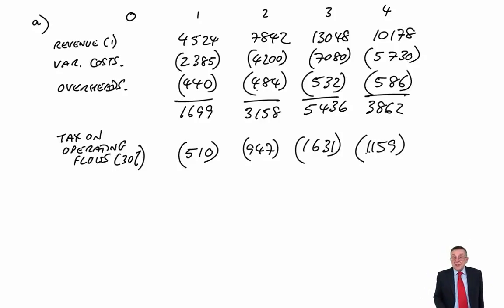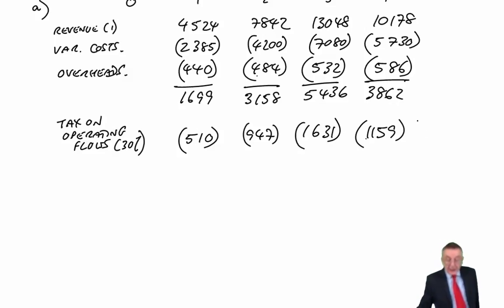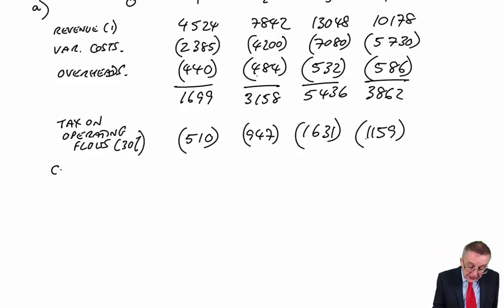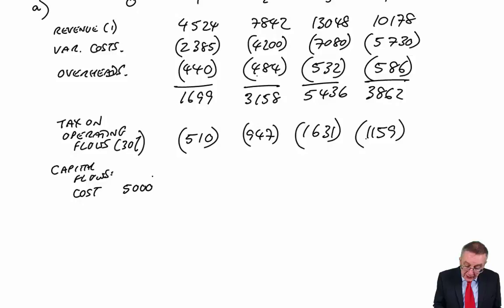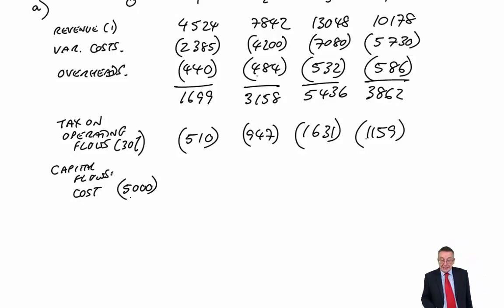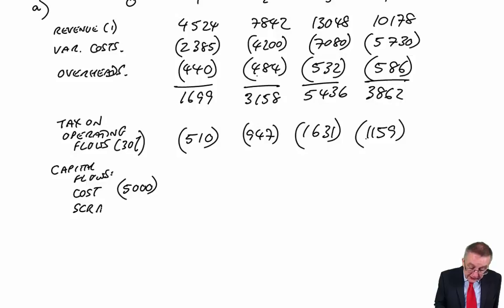Having dealt with the operating flows and the tax side, now let's look at the capital flows and any tax saving that results. The capital flows are the original cost, which in the second line is 5 million. Remember, we're working in thousands, so it's 5,000 outflow at time 0. And any scrap value? In the second line, scrap value of 500 at the end of 4 years, so an inflow of 500.